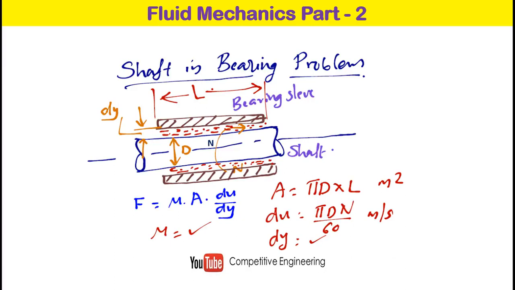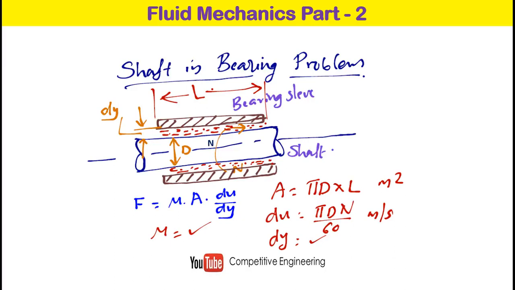In problems you may be asked to find the shear force developed in this case, or the torque that is developed or dissipating. We have to supply that torque, or the power that is dissipating, so that we have to give extra power to maintain the same speed. So we will find it. F is equal to mu into A into du by dy. We know this equation. From this equation we can find the force.